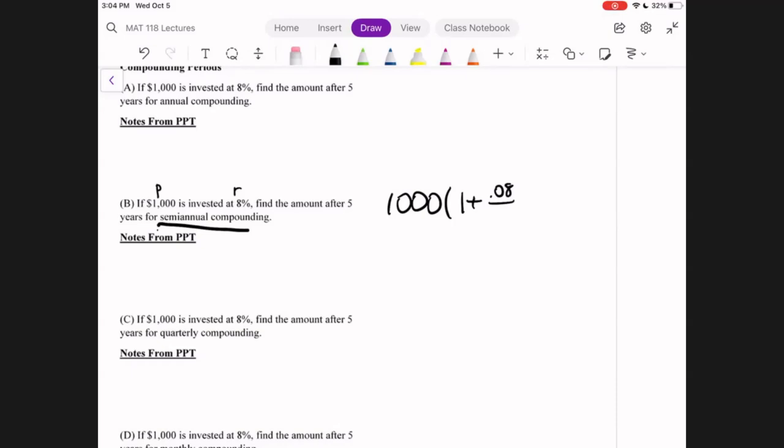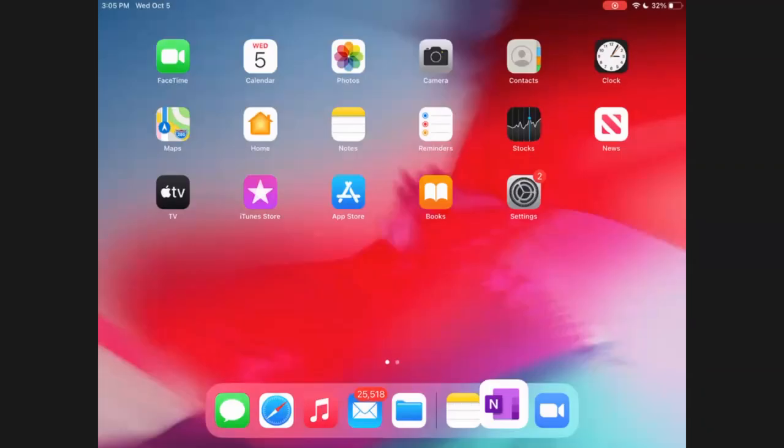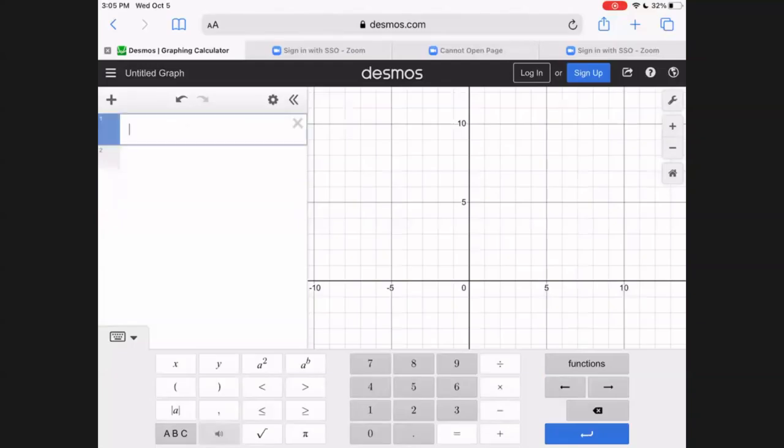And it's semi-annually. So that means N would equal 2. So divide by 2. And then your power would be 2 times how many years? 5. Okay. So let's go over to Desmos, type this in, so we can see some more practice here. So just think, if I have 1,000, parentheses, 1 plus 0.08 divided by 2, then go to the right, close parentheses, do my AB button to make a power, open parentheses, 2 times 10, and close parentheses.